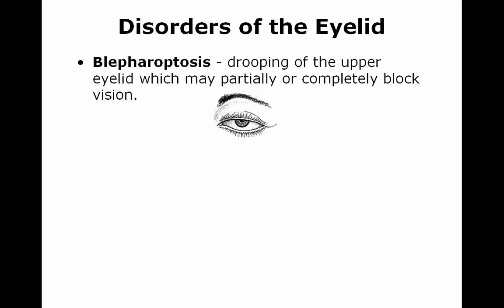Etiology is weakness of the cranial nerve or weakness of the muscle of the eyelid. There's also several diseases like muscular dystrophy and myasthenia gravis that may actually cause this drooping of the eyelid. And there is an operation that can be performed, but it's not going to be very successful if the person has an underlying very serious disease like the myasthenia gravis.